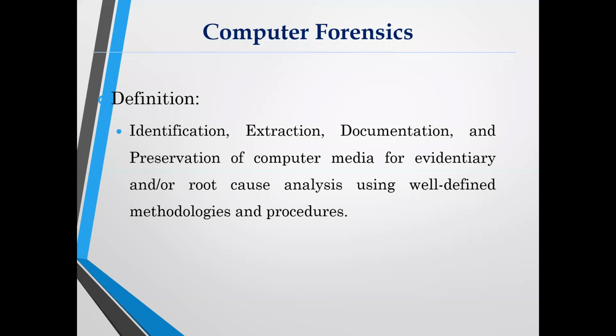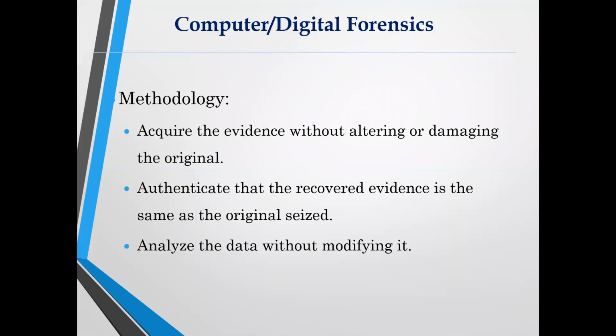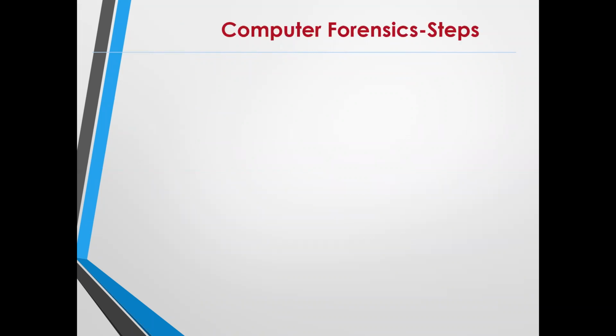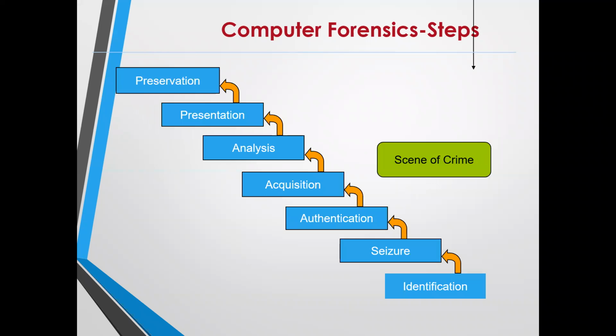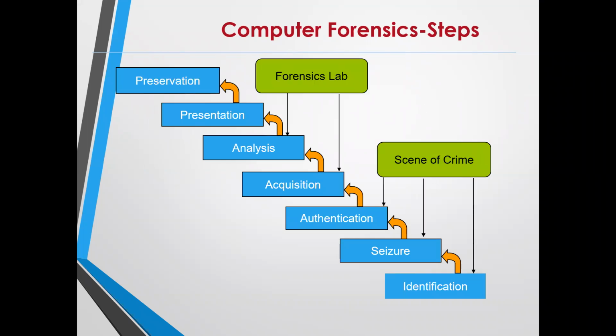Of course, we've already seen how we define forensics. And you've already seen all forms of methodologies. We just want to quickly pick out these methodologies. Here we're doing a recap, as I told you. There is always a crime scene somewhere. We always have a forensic lab. So at the crime scene, what do you do? You identify, you seize those items, you carry out authentication.